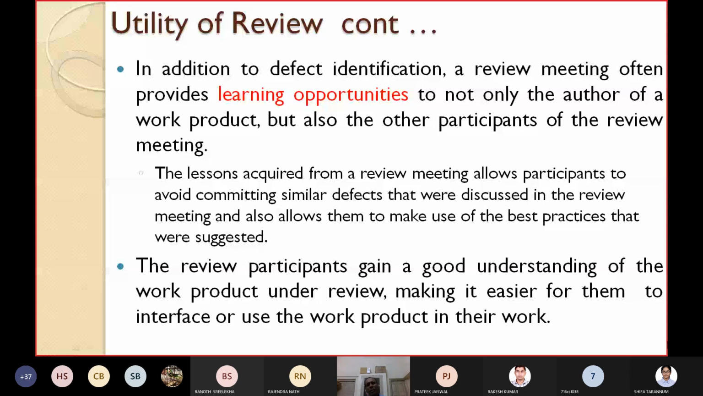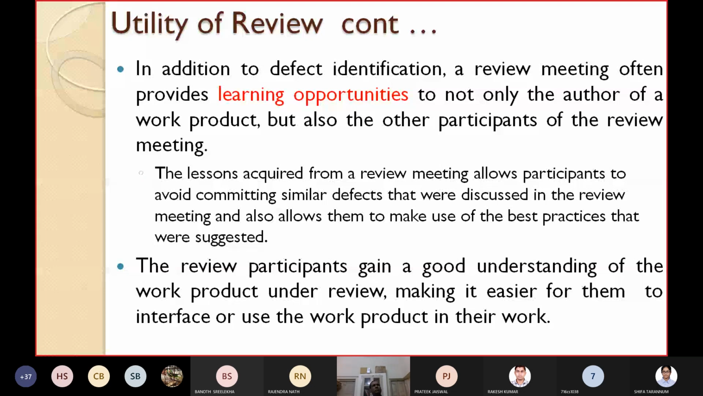So the people who are involved in the review meeting, the review participants, gain a good understanding of the work product which is under review, which makes it easier for them to interface or use that work product in their work. They can use that particular work product, maybe a design document or a test plan, etc., in their work. They can learn how to do that from the review meetings.